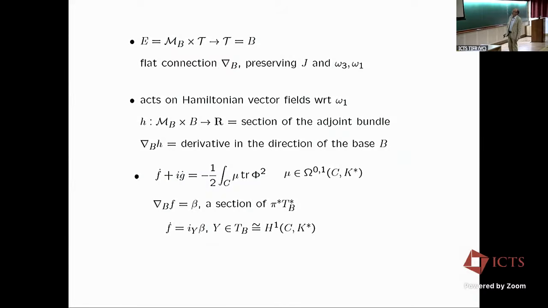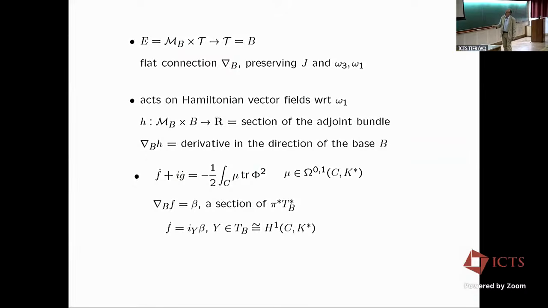And so in our case, we're going to start with this product. So that's a flat connection, right? And because J, the complex structure on the character variety, and the two symplectic structures, omega 3 and omega 1, are constant, we can say that that trivial flat connection preserves these J, omega 3, and omega 1. And I want to focus on omega 1, on this symplectic form, omega 1. So it acts on Hamiltonian vector fields with respect to omega 1.